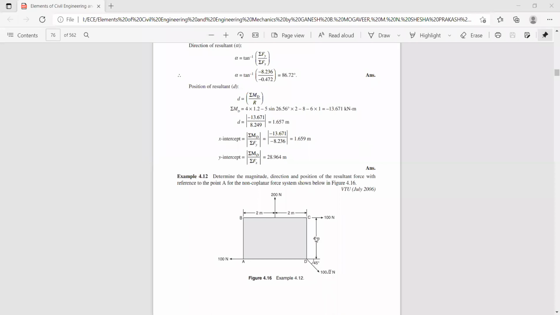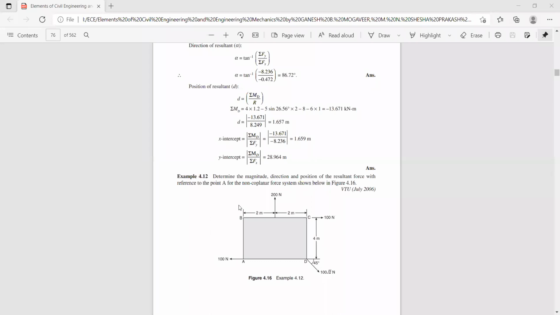Next you have one more problem here. You have a rectangular plate, sorry, a square plate, 4 meters by 4 meters, and at point A it is subjected to 100 Newton. You can call this point E, where a 200 Newton force is acting, and at point C you have a 100 Newton force, and at point D a force of 100 root 2 Newton. Determine the magnitude, direction, and position of the resultant force with reference to point A for the non-coplanar force system shown in the figure.